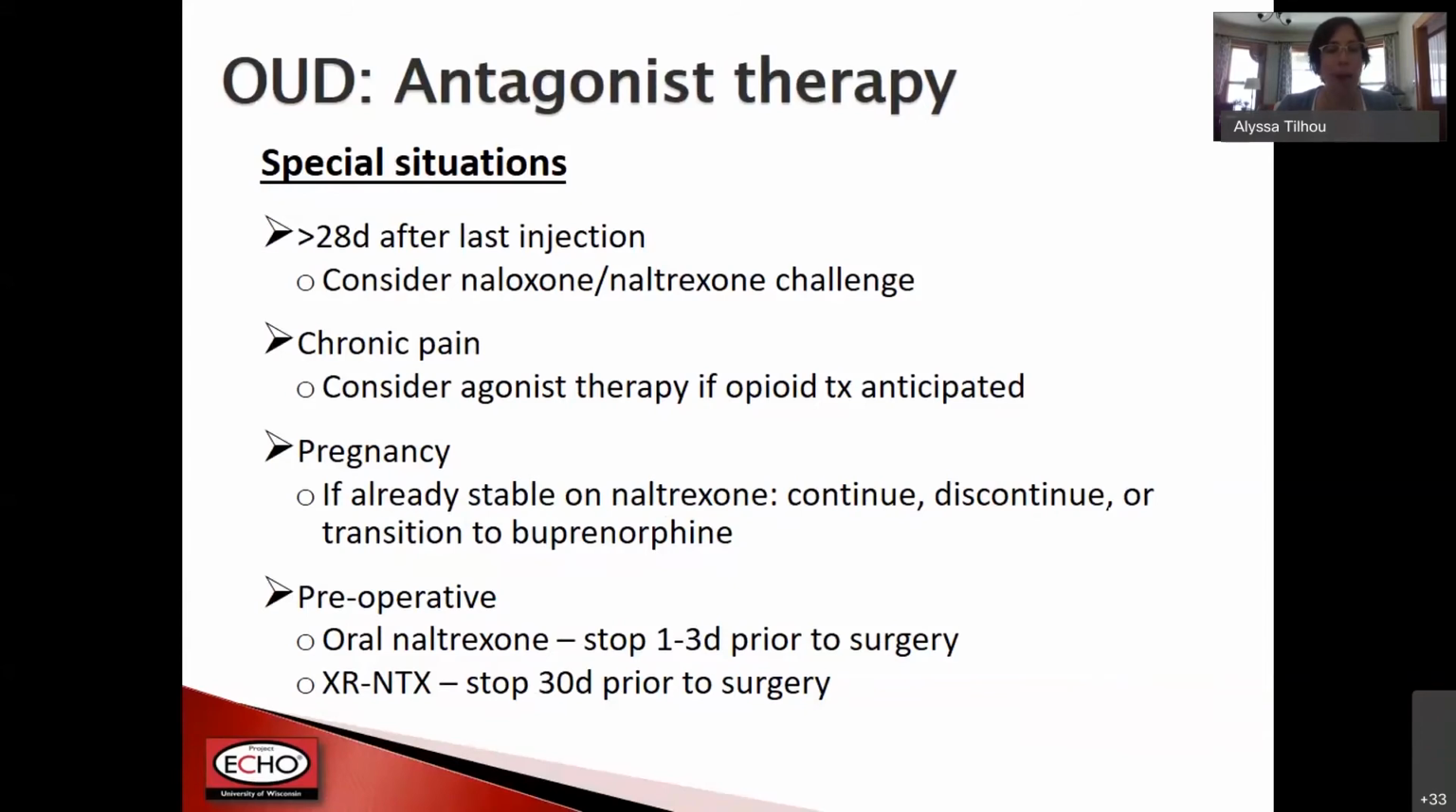And then finally, preoperatively, with oral naltrexone, you should stop 1 to 3 days prior to surgery. And with XR naltrexone, stop 30 days prior to surgery.